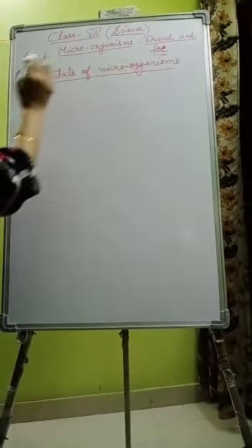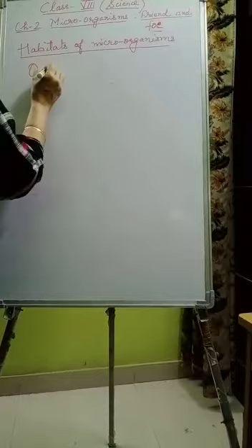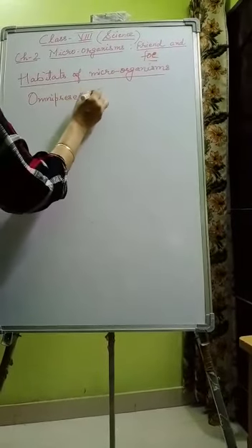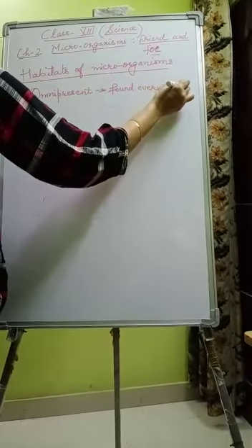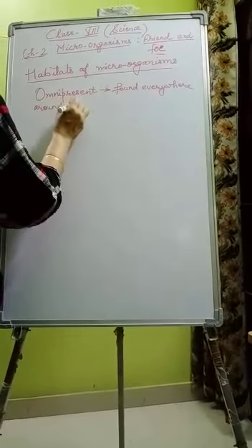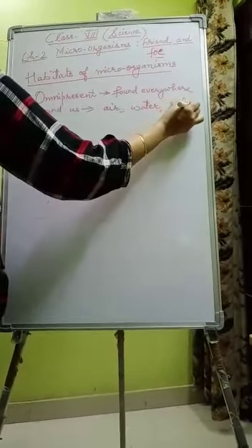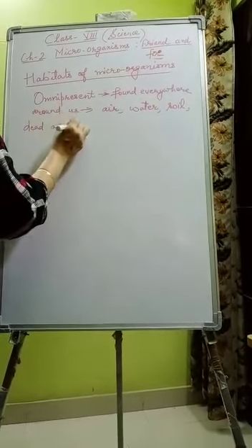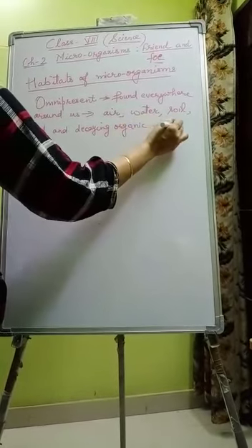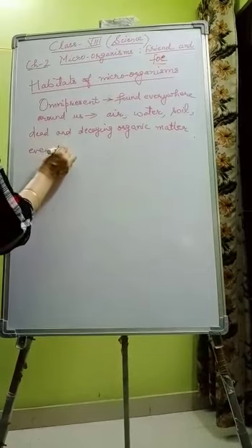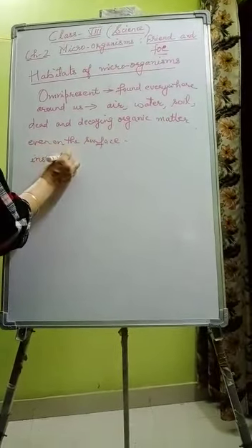Now the next topic is habitats of microorganisms. It means where do microorganisms live. Now microorganisms are omnipresent. Omnipresent means they are found everywhere around us, like air, water, soil, dead and decaying organic matter, even on the surface as well as inside the bodies of animals.